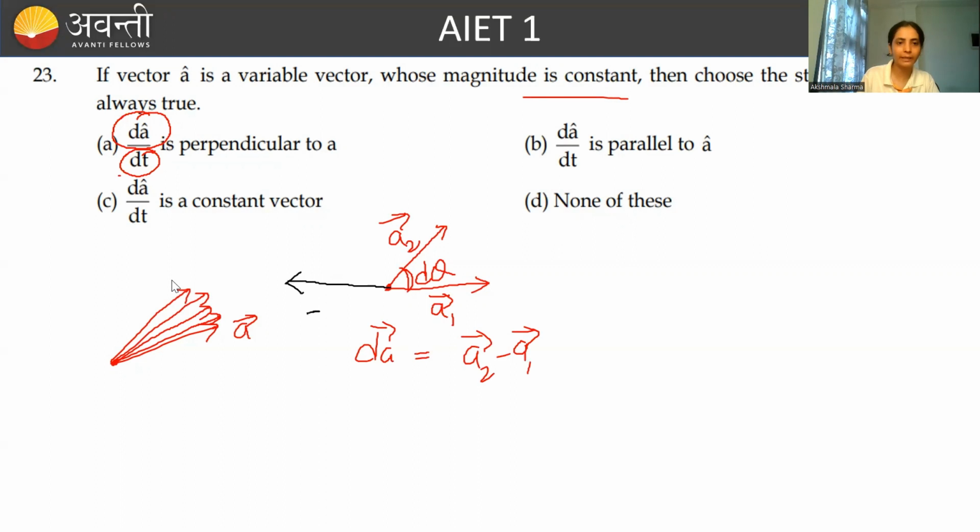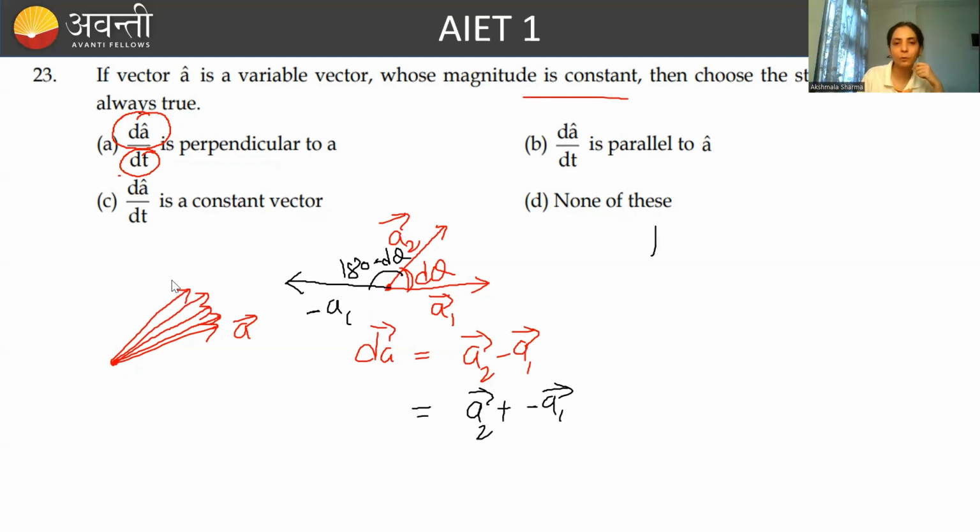A2 minus A1. Minus A1 will be here. So the DA vector can be written as A2 plus minus A1 vector. Done. So the sum of these two vectors, the angle between these two will be how much? 180 minus d theta. Simple. Now we have to find the angle: is the DA vector perpendicular to A or parallel to A or whatever? Okay, so let's use the tan alpha formula.